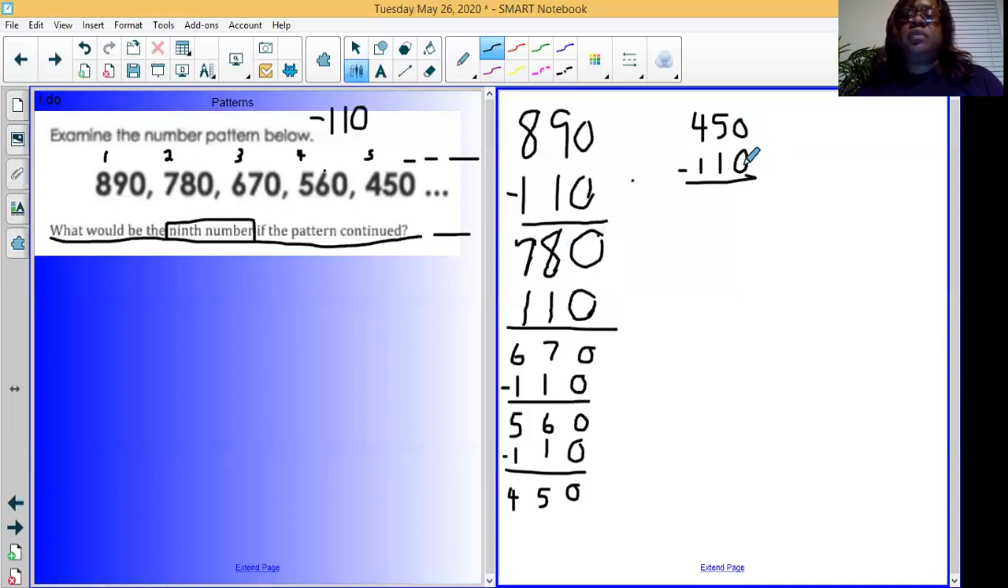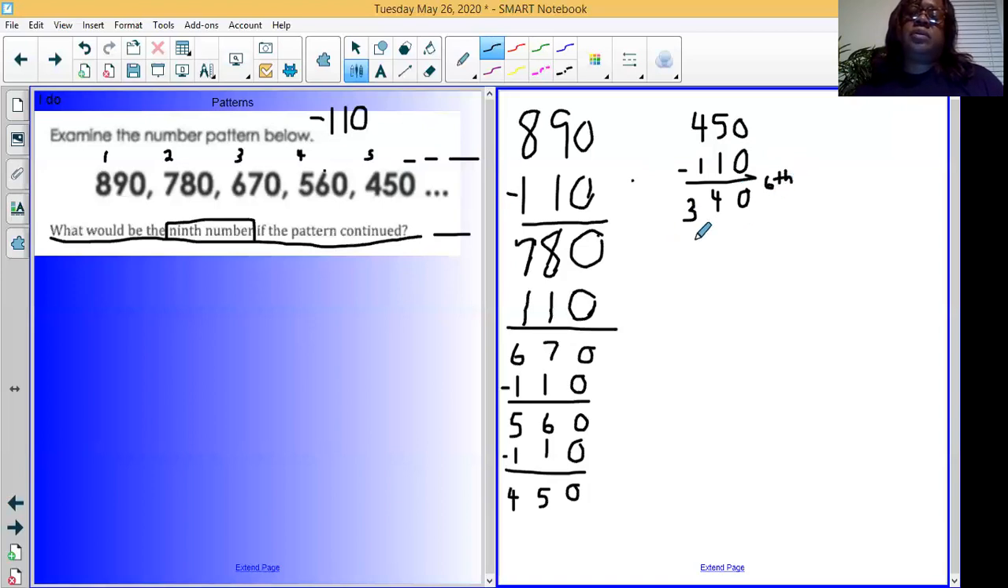All right, so 0 minus 0 is 0. 5 minus 1 is 4. 4 minus 1 gives me 3. So that's 340. That would be our sixth number. Again, we're looking for the ninth number. That will be the sixth.